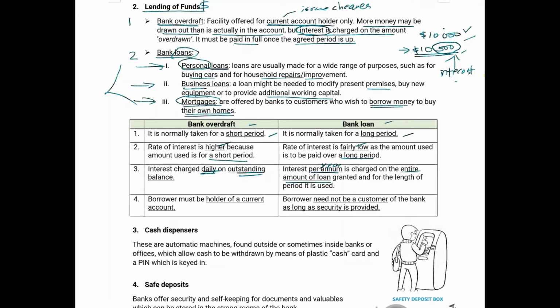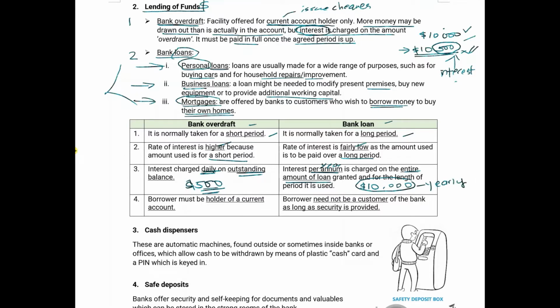So for example, using the example just now, you have overdrawn 500 more than you have in the account. So the interest charge will be on the 500 overdrawn, and this will be charged daily. That's why it's very high. Whereas for a bank loan, say for example you borrow a loan from the bank of 10,000, the interest will be charged based on this 10,000 amount, and it is charged yearly.